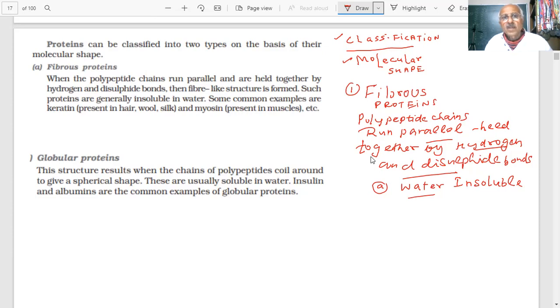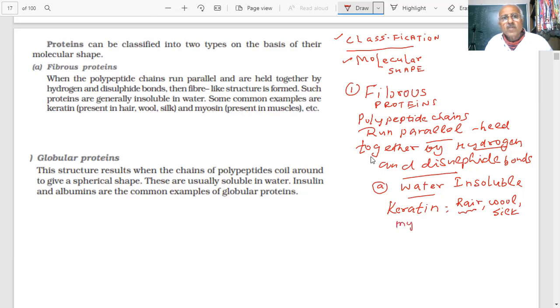Examples of fibrous protein are, one, keratin, which is present in hair, wool, and silk. How do you make wool, student? Where does wool come from? Silk, where are you getting silk from? So this is hair.